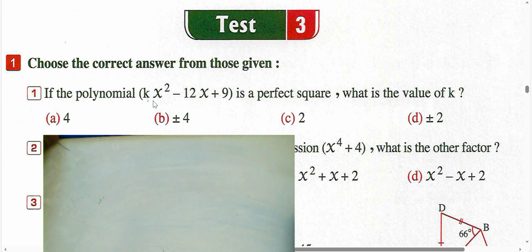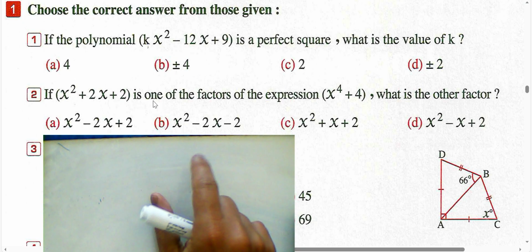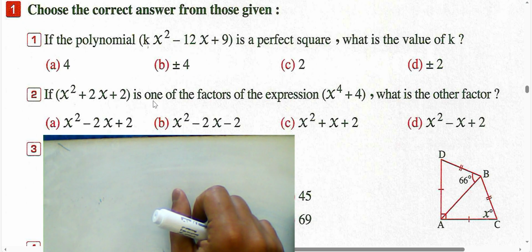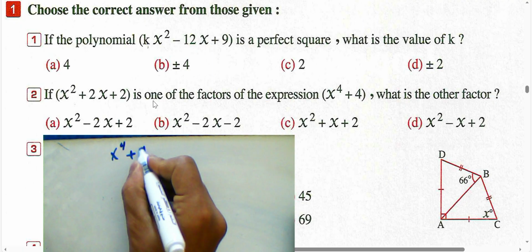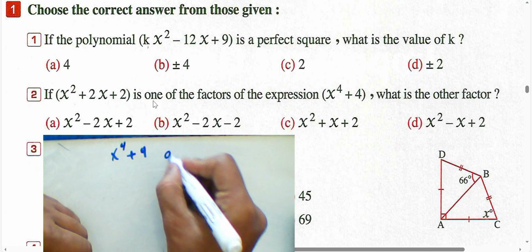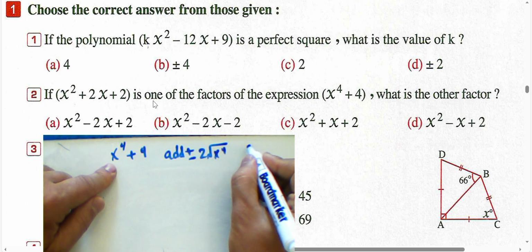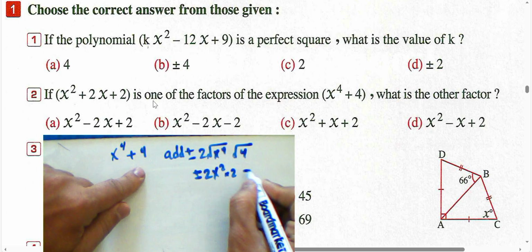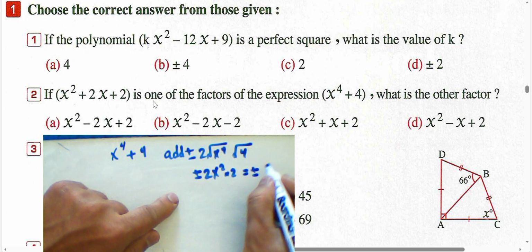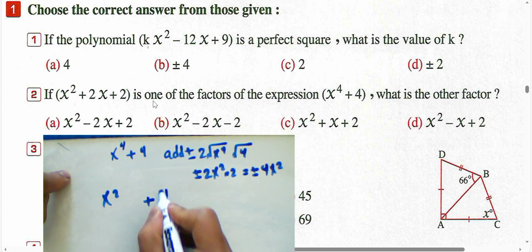Next question. Number 2. If x power 2 plus 2x plus 2 is one of the factors of the expression x power 4 plus 4, what will the other factor be? We know x power 4 plus 4, we can factorize the expression. We must add positive or negative 2 product by square root of the first and square root of the third, and write positive or negative 2x power 2 times 2 equals positive or negative 4x power 2. And then in the expression write x power 4 plus 4, right between them.